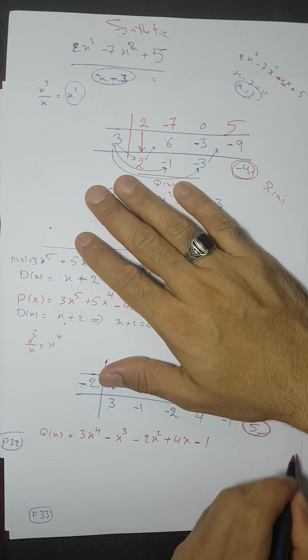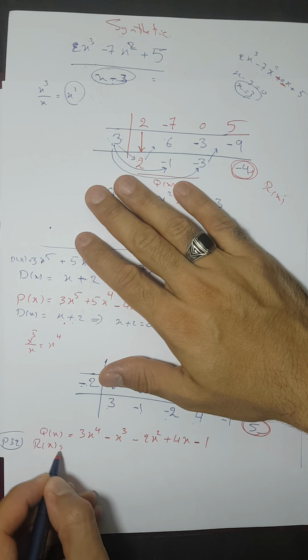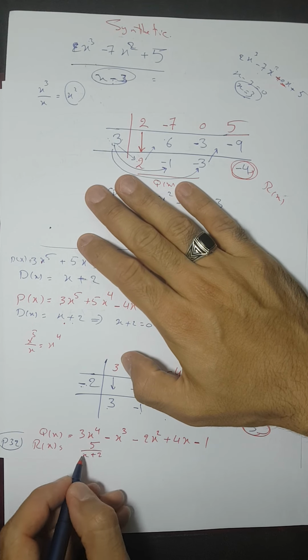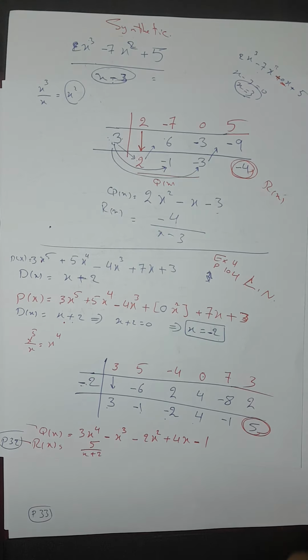And how about 5? R of x is equal to 5 over x plus 2. That's all. I think it's easy. Do you need any calculator, anything? You can do it just quickly. This is another example. Okay, dear? So that was example number 4.